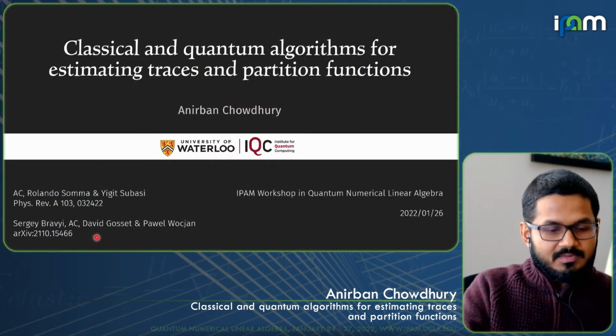So today I'll be talking about some algorithms for a very general problem, that of estimating the trace of a matrix. And I'll talk about some applications such as evaluating partition functions. This will be based on some results from these two papers with various collaborators.